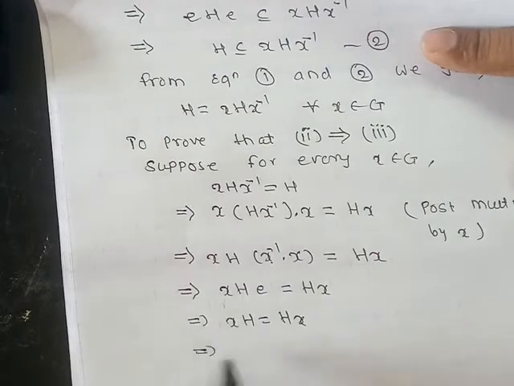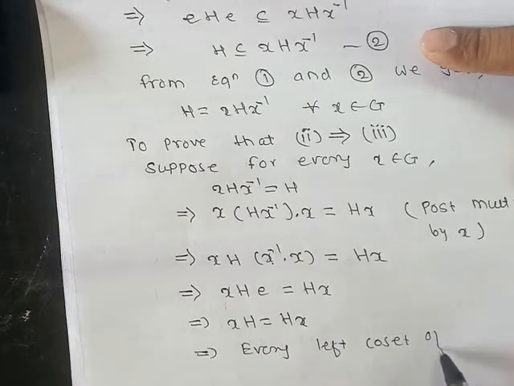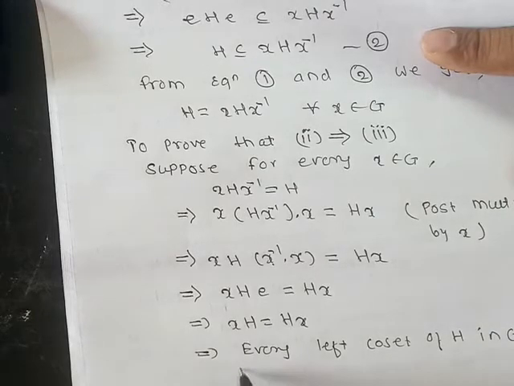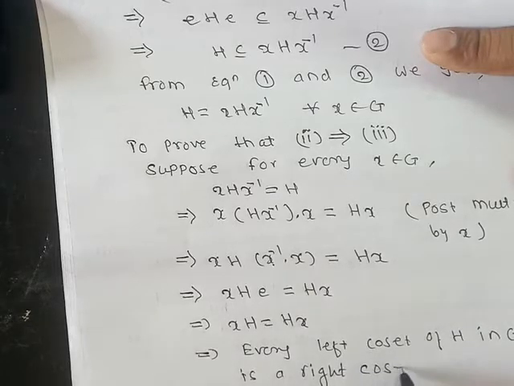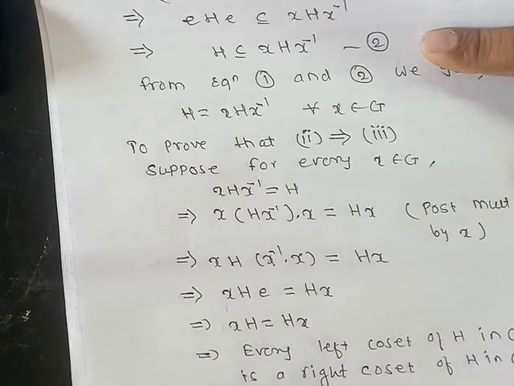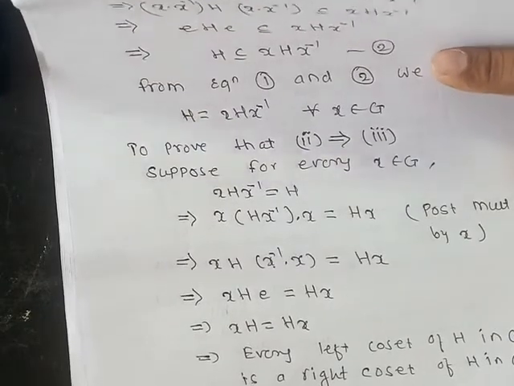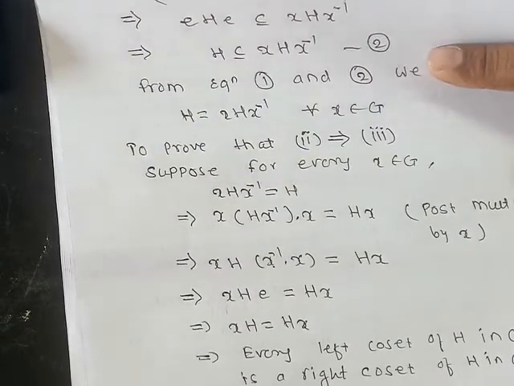that is, every left coset of capital H in G is a right coset of capital H in G.